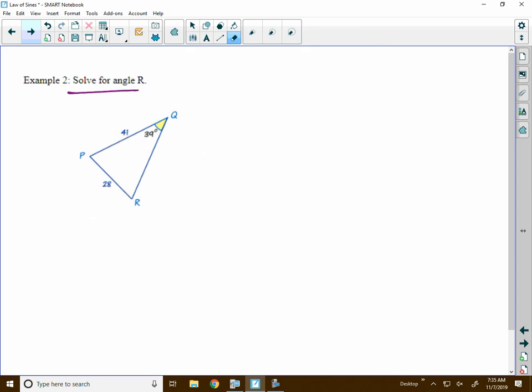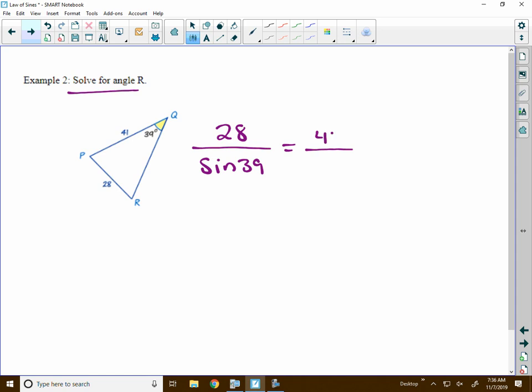So if I want to set up Q, I would do 28 over sine 39. Again, side is across from the matching angle. Equals, what's going to go on in the numerator of my next fraction? 41, because that's the side. And then sine of R. Yes, sine of R.